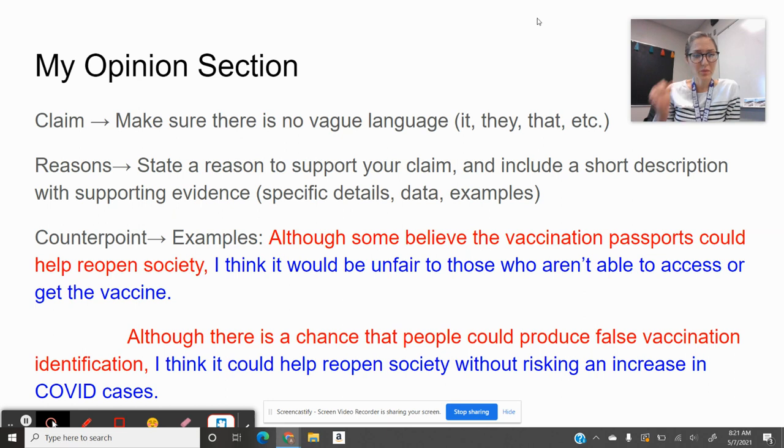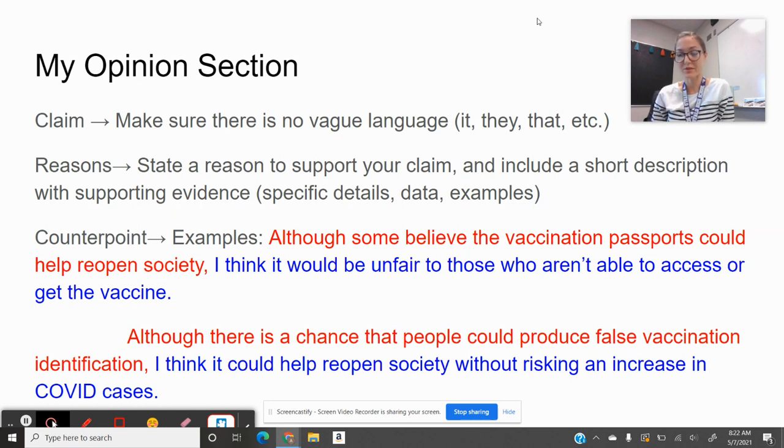All right, the My Opinion section for the claim. If you lost any points on that, just make sure that this time around you don't use any vague language like it, they, that. Make sure you're specific. So you could say, I think it's fair or ethical to allow special privileges to those who've been vaccinated, or I do not think it's fair to allow special privileges to those who have been vaccinated. Don't use vague language like it, they, that, them.